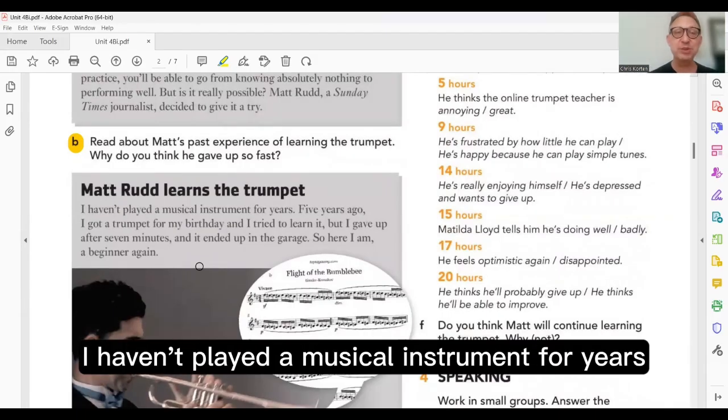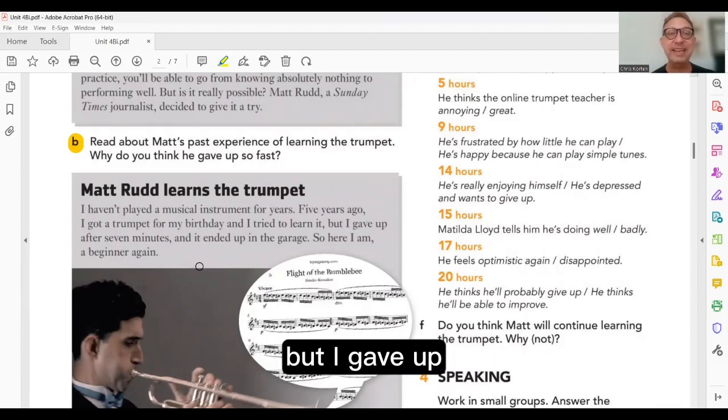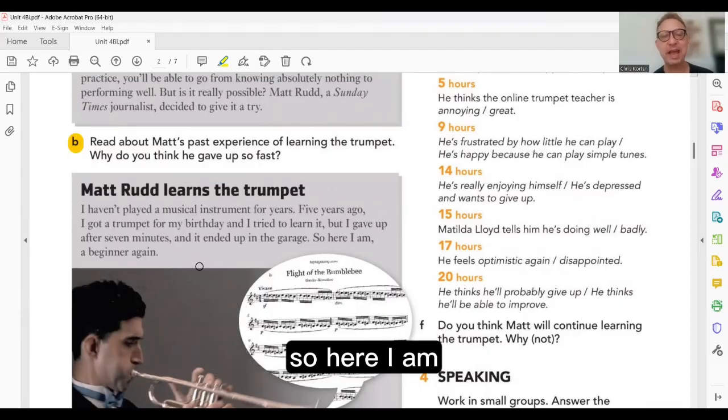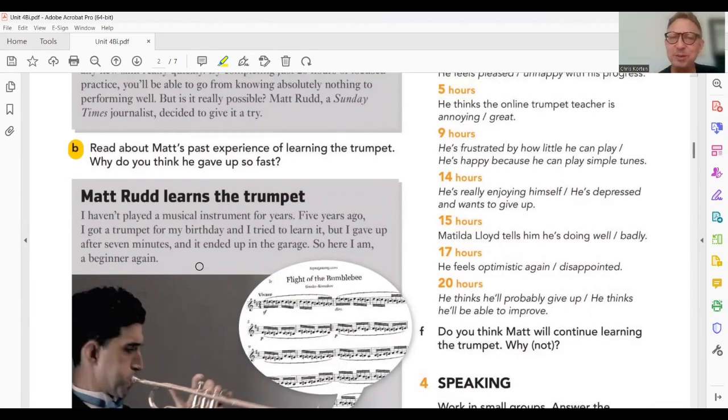I haven't played a musical instrument for years. 5 years ago, I got a trumpet for my birthday and I tried to learn it, but I gave up. I quit after 7 minutes and it ended up in the garage. So here I am, a beginner again. Now, Matt's going to try to develop his skills in 20 hours. Now, what do you think?